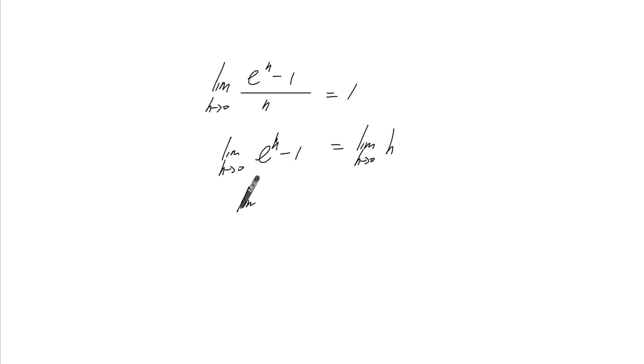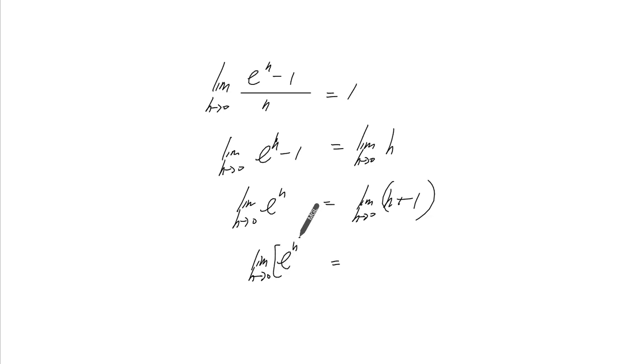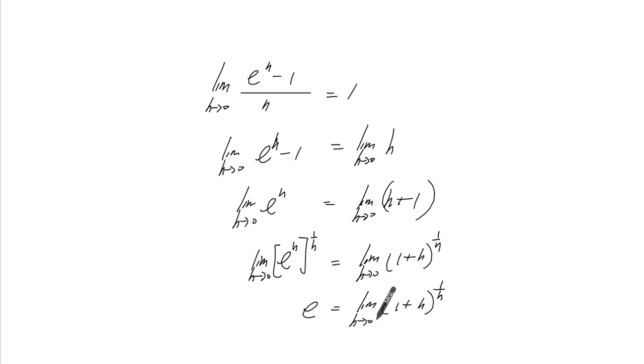Now let's bring the 1 over. And then to isolate for h, I'm going to raise both sides to the power of 1 over h. So e to the power of h to the power of 1 over h. I'm going to write 1 plus h to the power of 1 over h. So this is another form of e. So 1 plus h to the power of 1 over h is going to equal e.